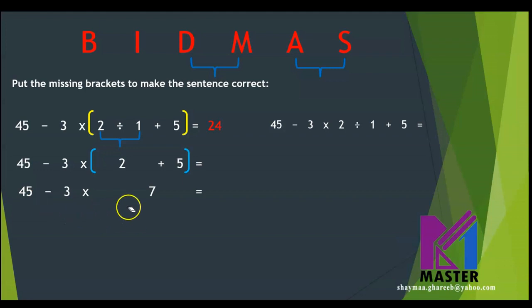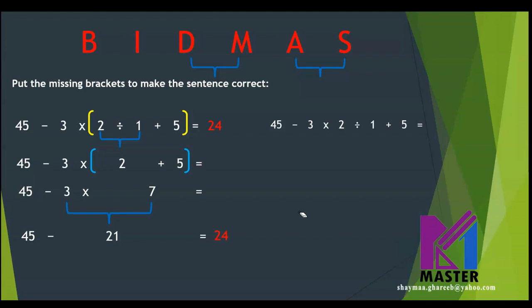So now I have multiplication and subtraction. I will do the multiplication first. 3 times 7 equals 21. So 45 minus 21 gives the 24. Can you do the answer of the same calculations, but this time without any bracket? I want you to find the answer for this calculation without any bracket. Just find the answer in case there is no bracket in the sentence. So what do you think?